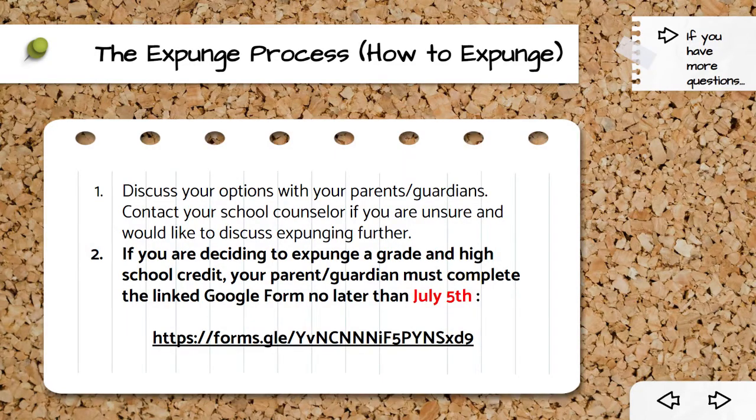The first step in expunging your grade is to discuss your options with your parents and guardians, and contact your school counselor if you are unsure and if you would like to discuss expunging further. The counselor can give you all the information that you and your family need to ensure that you're making an informed choice as to whether or not you should expunge your grade. If you decide to expunge a grade and a high school credit after you've been given all the information, you must complete this Google form no later than July 5th. The link is below.